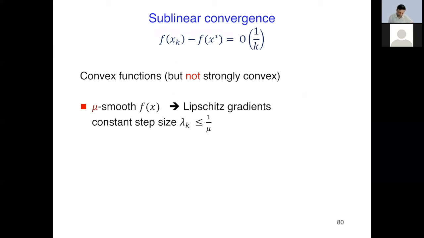For example, order of 1 over k, where k is the iteration index. If the functions are convex but not strongly convex, then for a step size that is chosen carefully, if the functions are mu smooth, or the gradients are Lipschitz continuous with parameter mu, then with this particular choice of cost function we can achieve these kinds of convergence rates. As k increases this gap shrinks, but it's not nearly as fast as the previous slide.